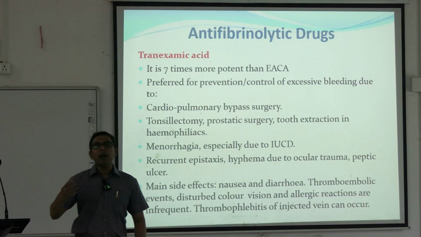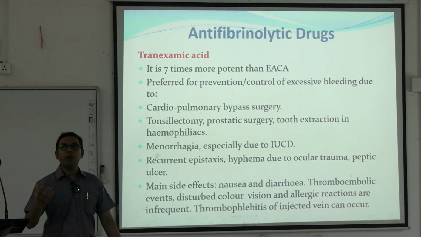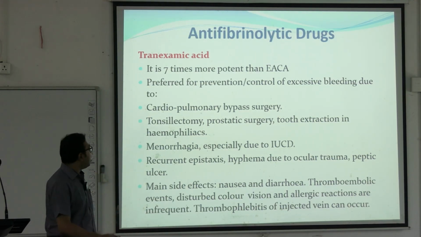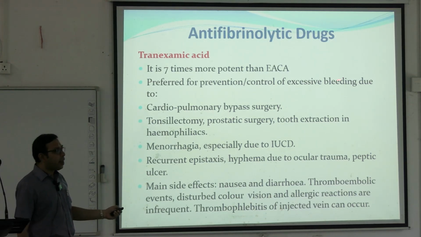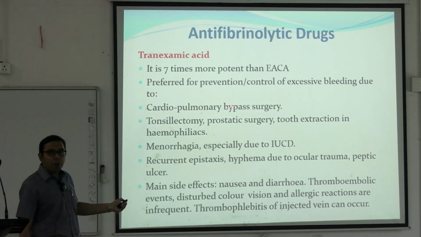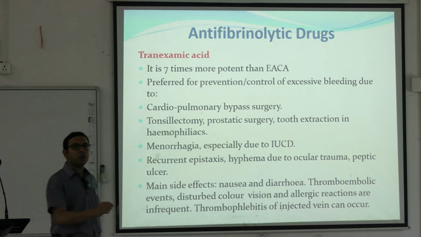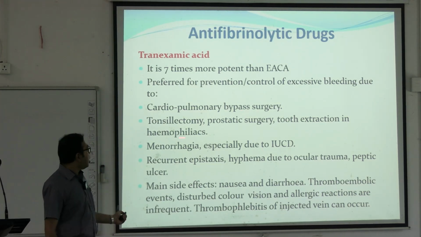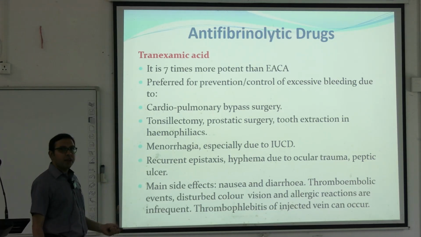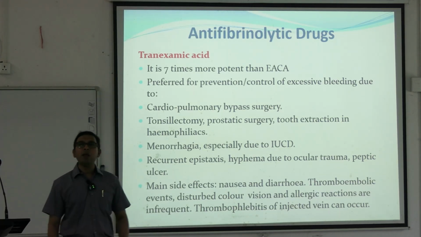It is more potent than epsilon aminocaproic acid. That's why it is more commonly used. It is 7 times more potent, preferred for prevention and control of excessive bleeding due to cardiopulmonary bypass surgery. When we are using cardiopulmonary bypass surgery and there is excessive bleeding, we can use this. Also in tonsillectomy, prostatic surgery, tooth extraction, mainly in hemophiliacs.